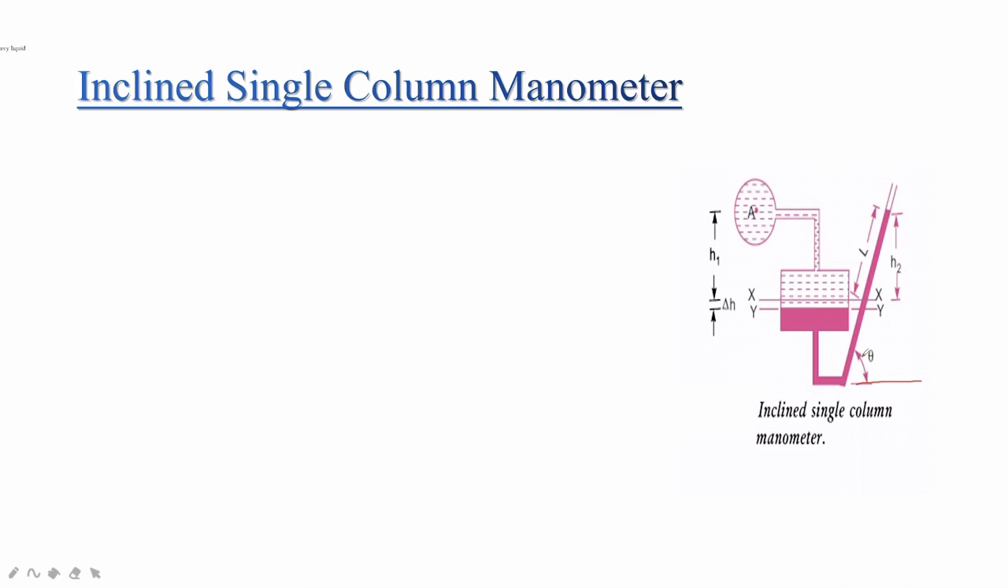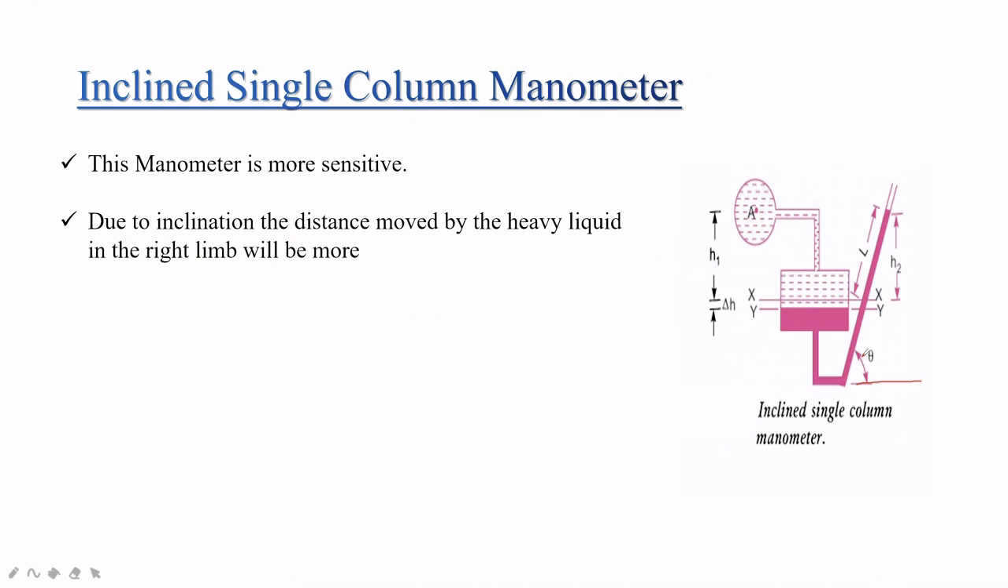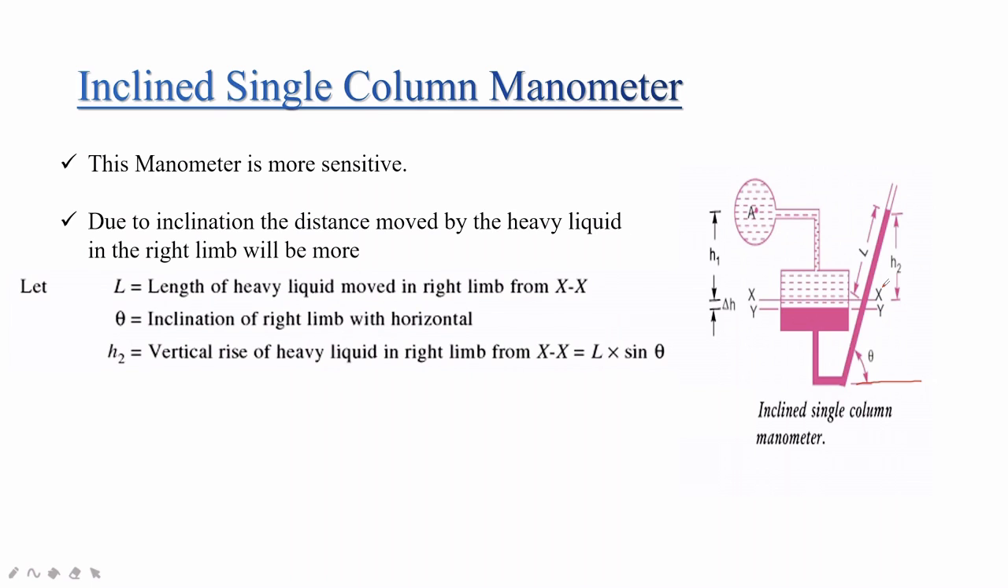In the inclined single column manometer, the manometer is very sensitive. Due to the inclination, the distance moved by the heavy liquid in the right limb will be more. Now we will define every term so that we come to a final equation. Let L be the length of heavy liquid moved in the right limb.